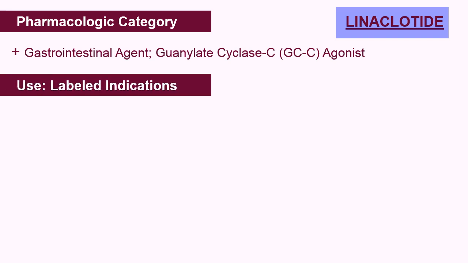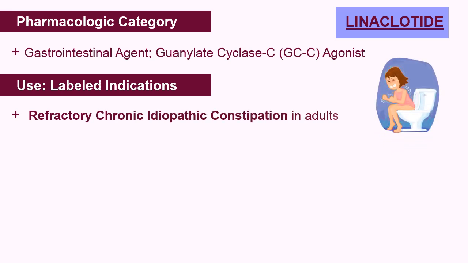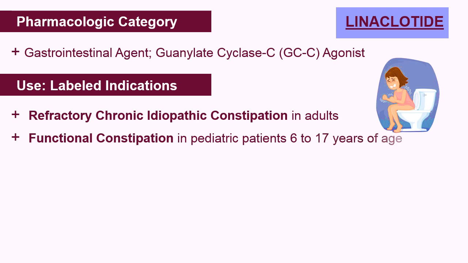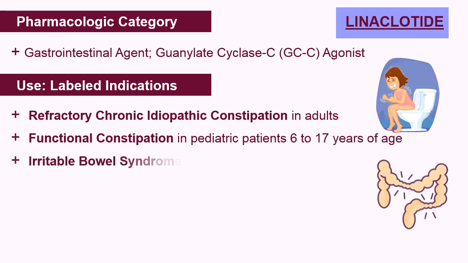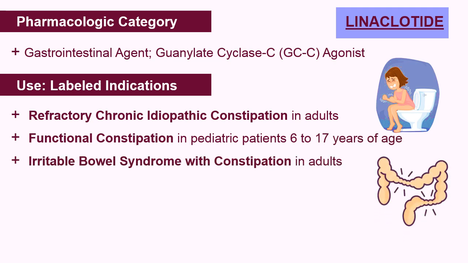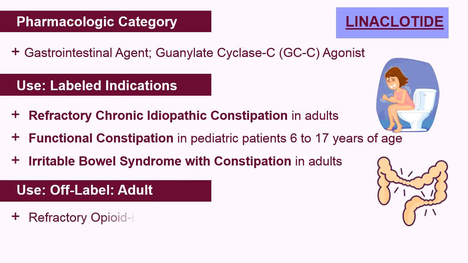Labeled indications. Linaclotide is approved for the treatment of refractory chronic idiopathic constipation in adults, functional constipation in pediatric patients 6 to 17 years of age, irritable bowel syndrome with constipation in adults. Linaclotide may also be used off-label for the treatment of refractory opioid-induced constipation.